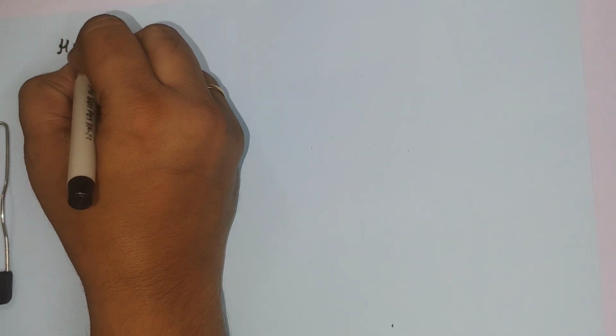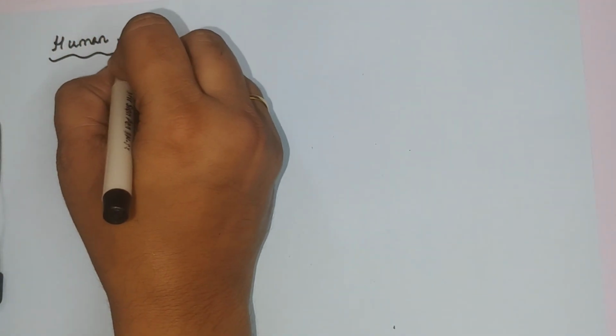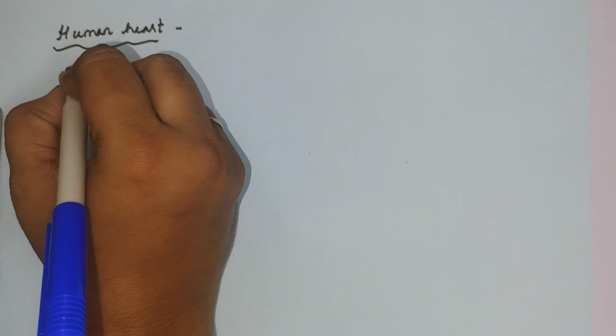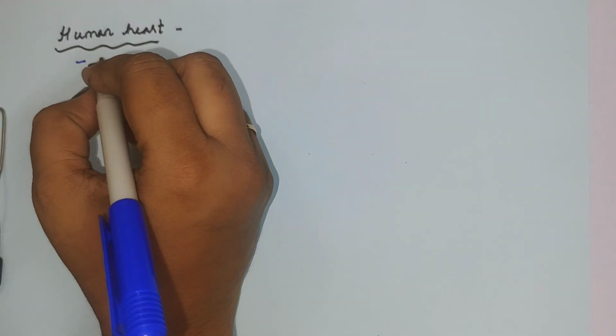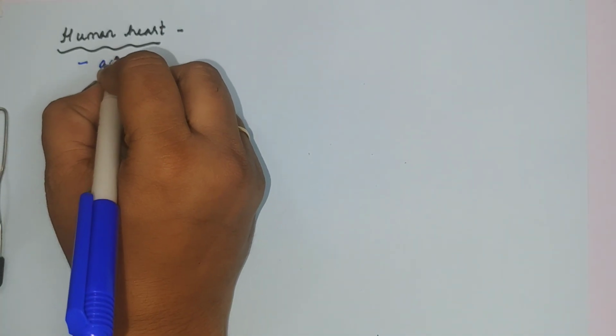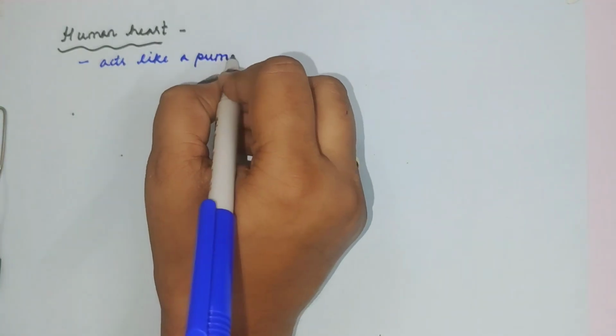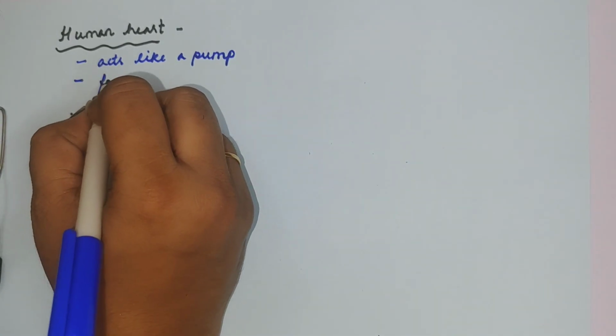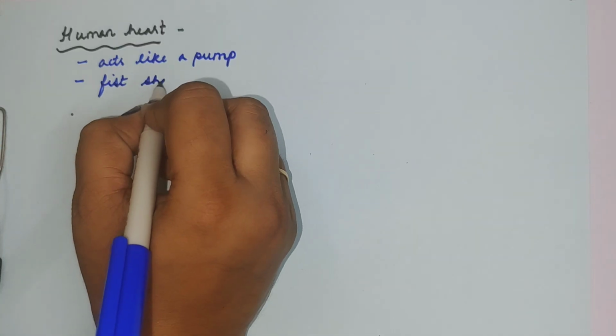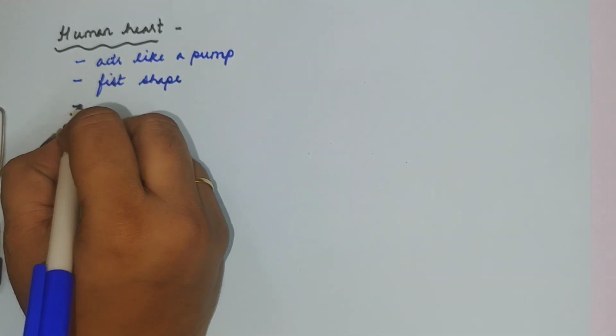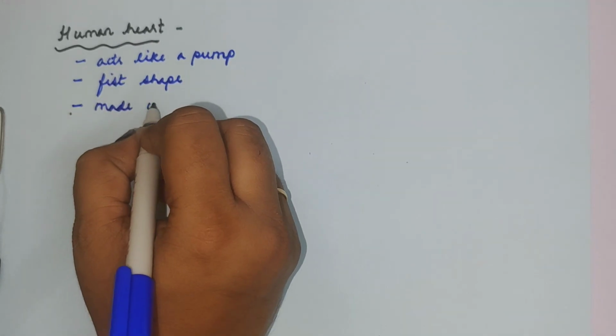Now we will discuss the human heart. The human heart acts like a pump. It pumps the blood into the vessels, and with the help of this only, the blood flows inside our body. Our human heart is made up of cardiac muscle, and therefore we can say that it is a muscular organ. The shape of the human heart is like a fist.